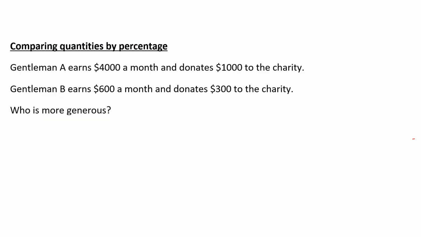Now in the next section of our video, we are going to learn about comparing quantities by percentage. Okay, so given the context here, now we have two gentlemen. Gentleman A earns $4,000 a month and he donates $1,000 to charity. Whereas gentleman B earns $600 a month and he donates $300 to charity. Of course, by just the mere comparison of the values, it would seem that gentleman A donates more than gentleman B, which is an obvious fact.